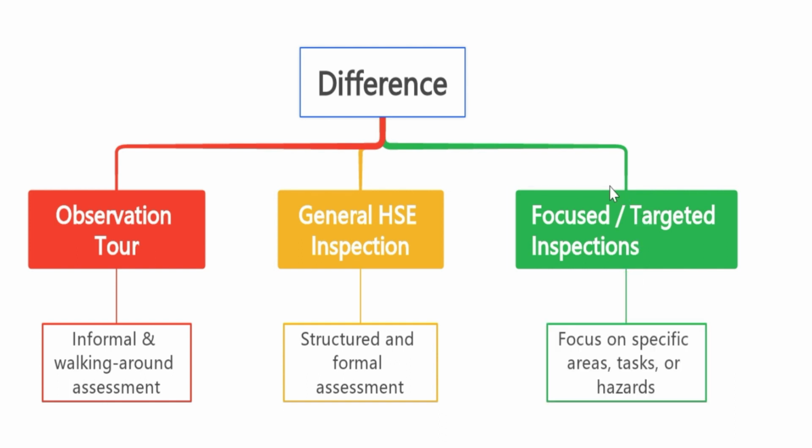And when we say focused or targeted inspection, as it is in the name, it is focused on specific areas, tasks, or hazards. This is like taking a magnifying glass to look closely and precisely. When you need to really look for something in detail, you take a magnifying glass. In the same way, when we have to look for very specific area hazards, we choose this inspection technique. It is a very detailed examination of a particular process or activity to identify potential risk and find ways to improve the HSE standard.